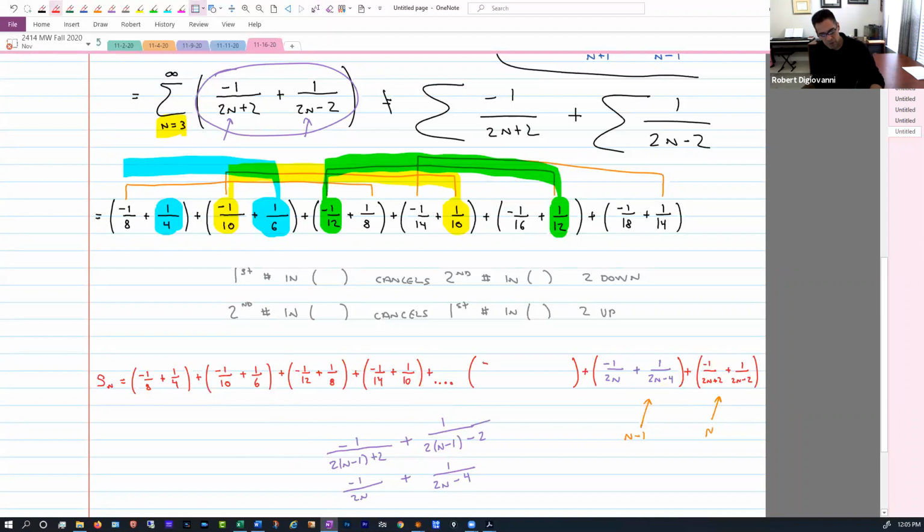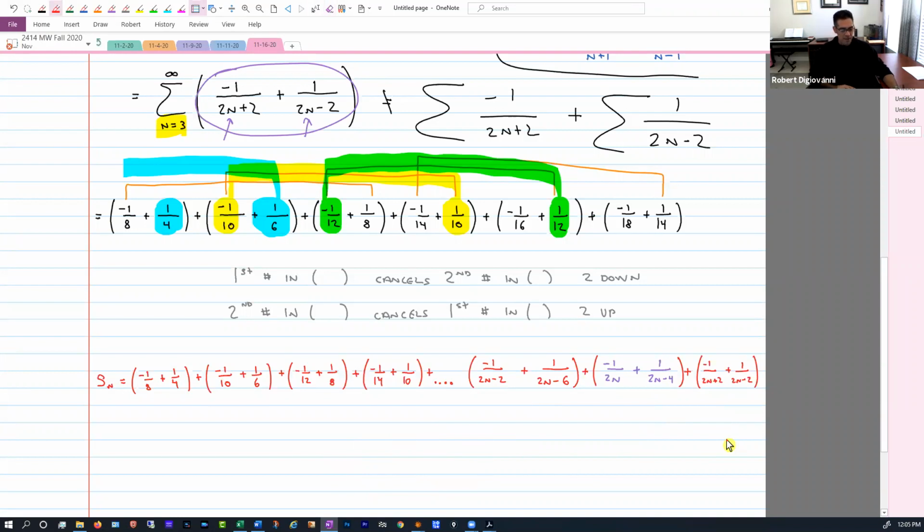So my next one should just be -1 over 2n, and I need to take away 2. And then plus the next one should be 1 over 2n, and then take 2 more away, so -6. I think that should be enough for us to establish the pattern here.